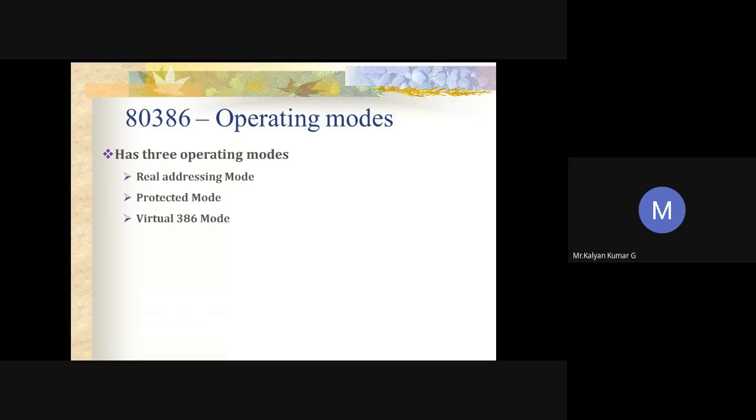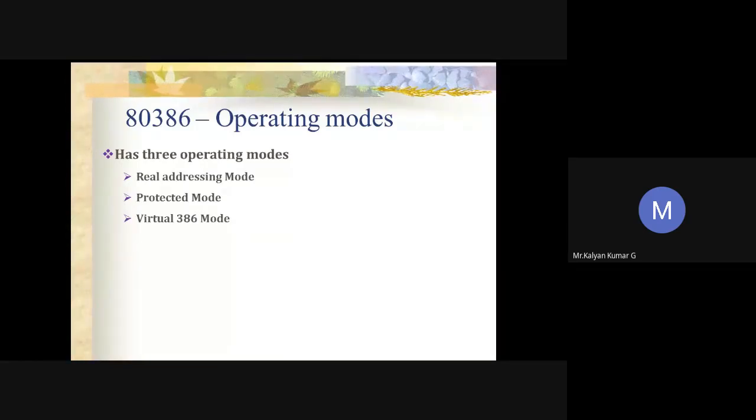In the case of real addressing mode, the 80386 can address up to 1 MB of physical memory using address lines A0 to A19. I repeat, in real addressing mode the 80386 can address up to 1 MB of physical memory using address lines A0 to A19. I think the same point was mentioned for the 80286. The remaining address lines will either be set to 0 or not be in use. So it works in the same fashion as the 8086, but in a faster manner.